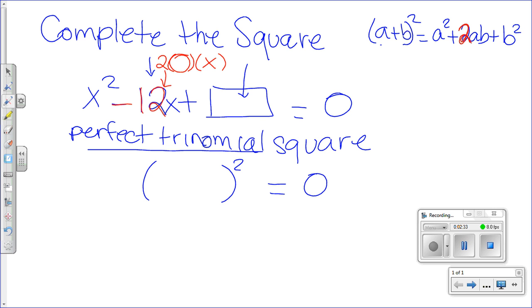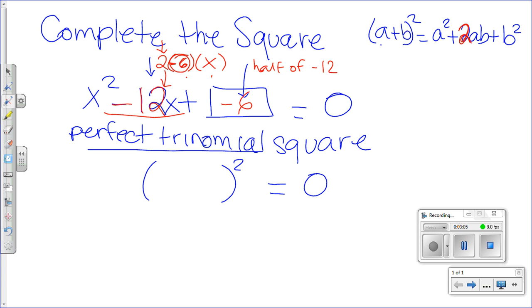So that number is going to come from taking half of 12. So what is half of 12? 6, right? But if I ask you what is half of negative 12? That would be negative 6. That's right. Now, we are going to complete the square. So that means that this number will go here, negative 6. If you double the product of negative 6 times x, you will get negative 12x, which is this term in the middle.